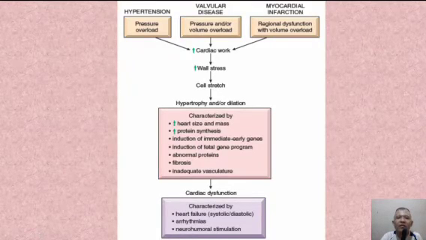Okay, so this is a diagram, a flow chart that will interrelate different factors, be it hypertension, valvular disease, even myocardial infarction, that will lead to increased cardiac load, that will lead to hypertrophy, and eventually, later, if not overcome, will lead to heart failure.